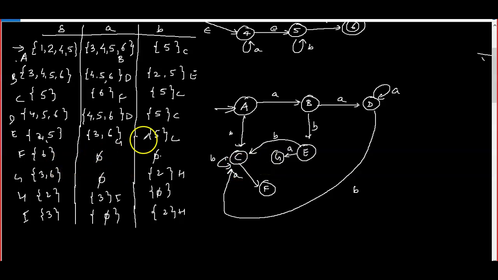Next, F nothing. G to b is H. G to b is H. H to a is I. And I to a is nothing. I to b is H. So this one you can write it here. Now see here what you can do. This part, which I am marking in a different color.